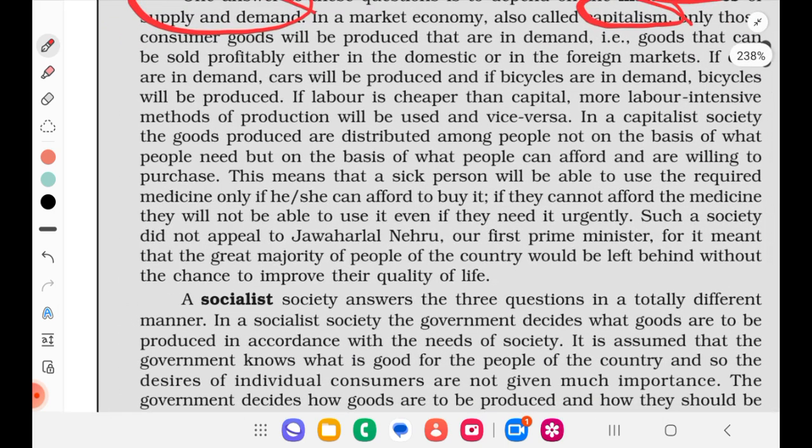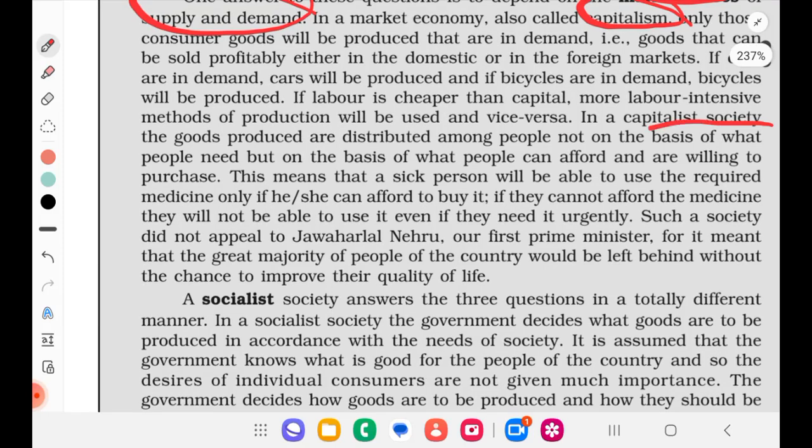In a capitalist society, the goods produced are distributed among people not on the basis of what people need, but on the basis of what people can afford and are willing to purchase. This means that a sick person will be able to use the required medicine only if he or she can afford to buy it. If they cannot afford the medicine, they will not be able to use it even if they need it urgently. Such a society did not appeal to Jawaharlal Nehru, our first Prime Minister.